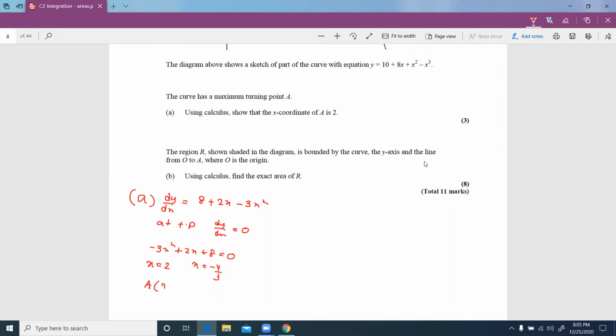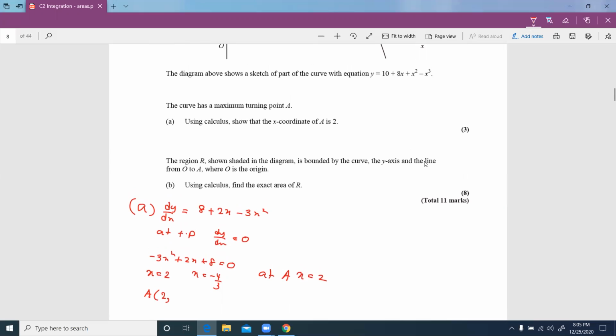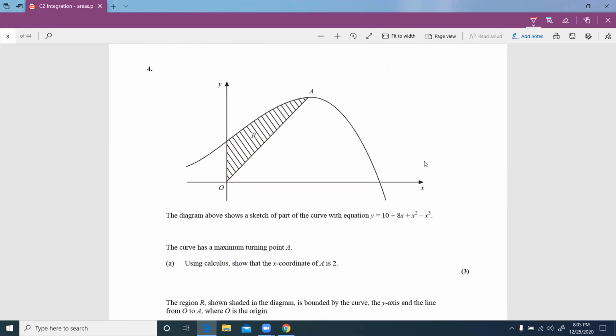So anyway, you can say the x coordinate of A is 2. At A, x is equal to how much? 2. Right. Now, as soon as we get this information, I can just mark this fact on the diagram. Because when you get concerned about the integration, these coordinates are really important. So this is 2 and this is 0.